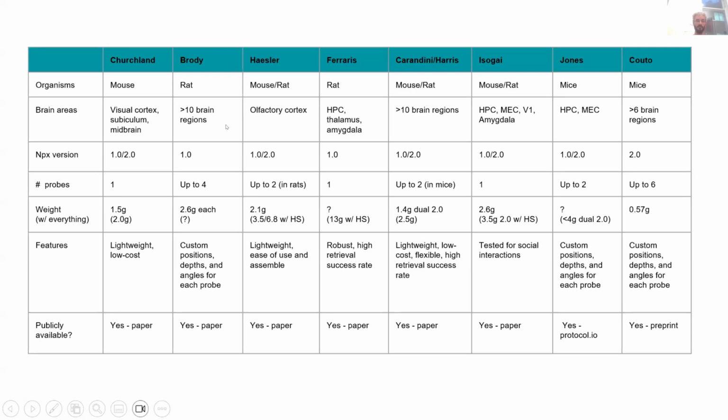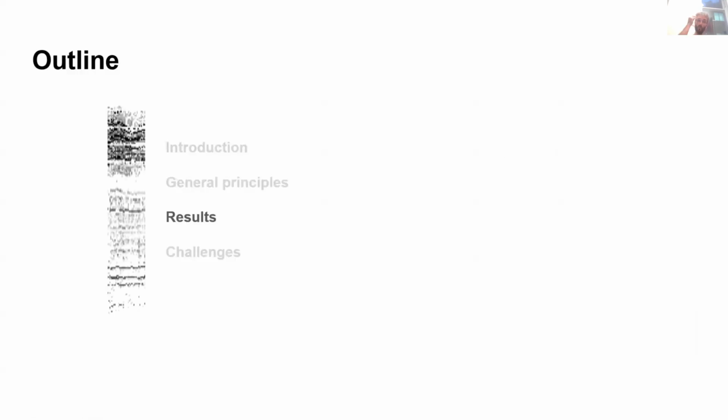The different brain areas they've been tested in, which Neuropixels version, how many probes you can have. Usually it's 1 and up to 4, sometimes up to 6 when you don't have that much limitation on weight. You also have the weight that these implants weigh. It's not always clear from the publications how much weight it is, so you may want to try it yourself, and then different features. Okay, and these slides will be available. Now I'm just going to overview some of the results of all of these different implants through different categories.